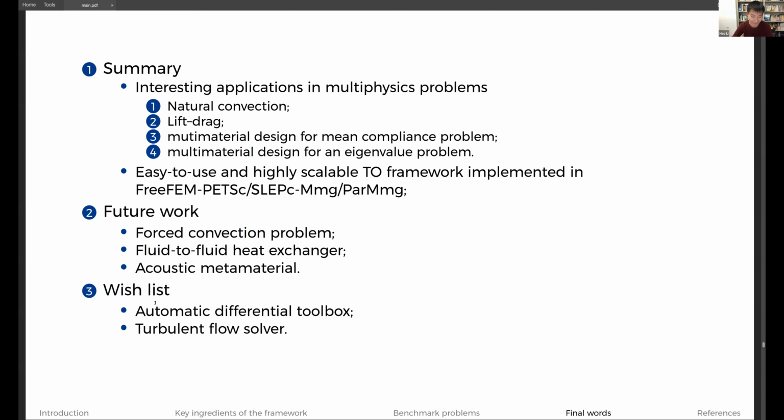The wish list is: we hope that FreeFEM can support some automatic differentiation toolbox, so we don't have to derive the sensitivity by hand every time. And also, we are looking forward to more turbulent flow solvers. As far as I know, there is only one k-epsilon based model available. But if we can have more one-equation models like Spalart-Allmaras or the very new Rahman-Agarwal model supported by FreeFEM, then we can solve much more complex flow conditions.